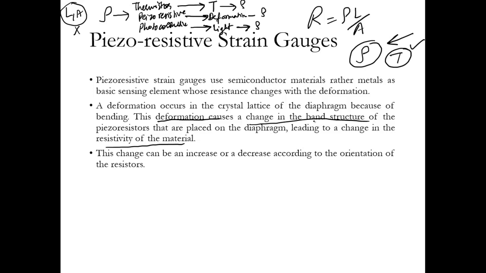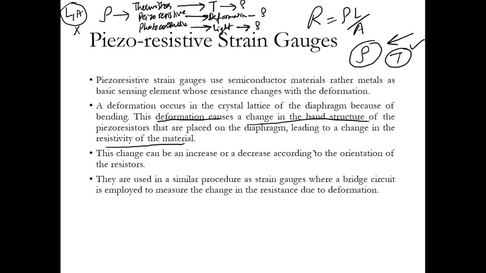So this change can be an increase or a decrease according to the orientation of the resistors, and they are all used in a procedure similar to strain gauges, where a bridge circuit is employed to measure the change in the resistance due to the deformation. So piezoresistive strain gauge and strain gauge are similar. The only thing is the material used in piezoresistive is different, and obviously it is more the change in the resistivity rather than the length and the area that is caused by the deformation, and that is what is measured.